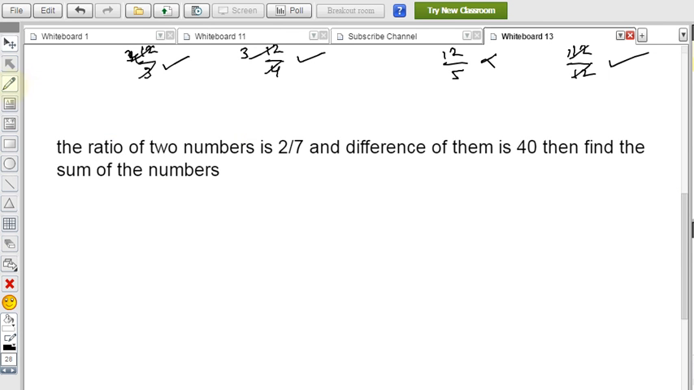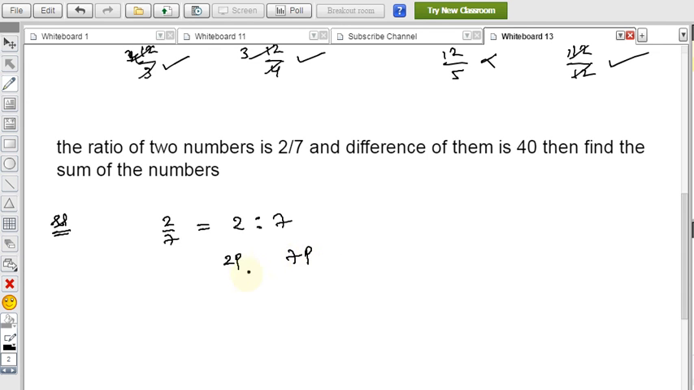Yeah. So the ratio of two numbers is 2:7. The difference is 40. So, the direct simple method, let me explain this. The ratio is 2 by 7, so that is 2:7, right? Then the difference is 40. That means there are 2 points and 7 points.